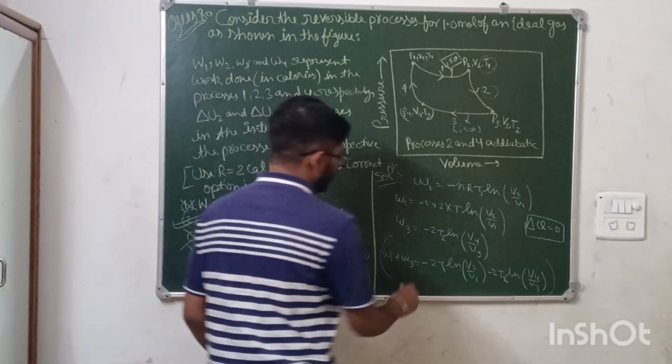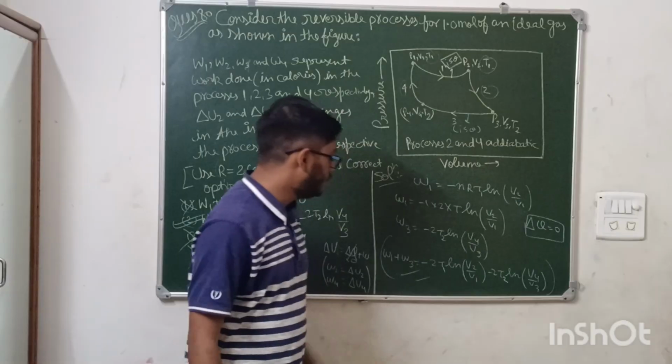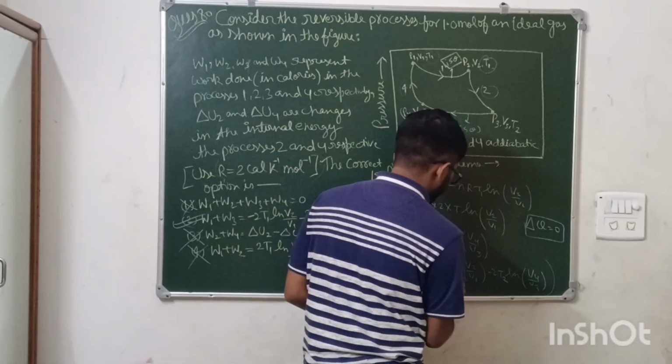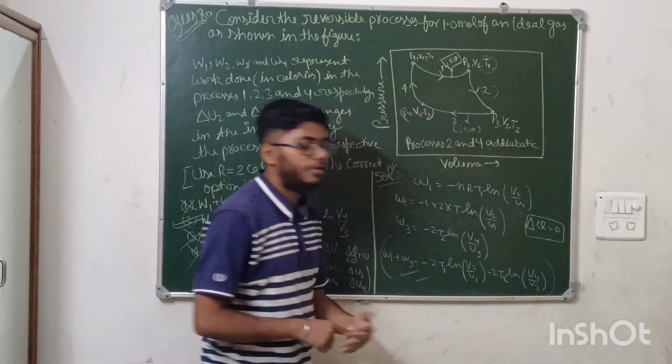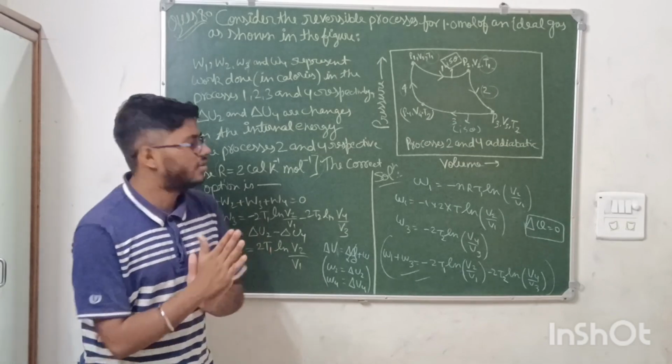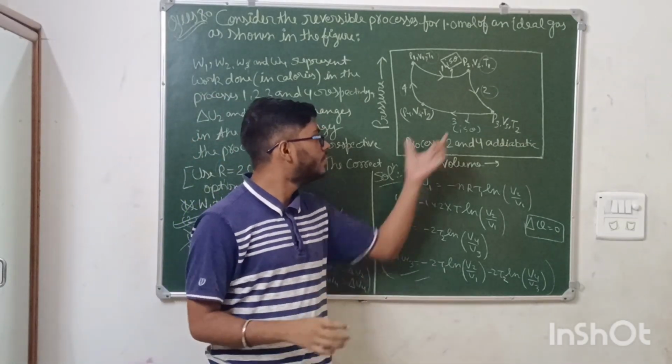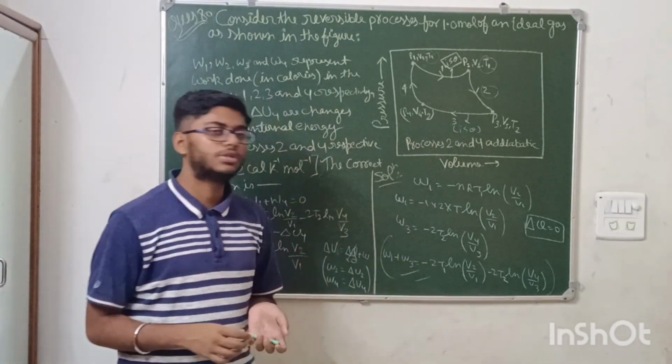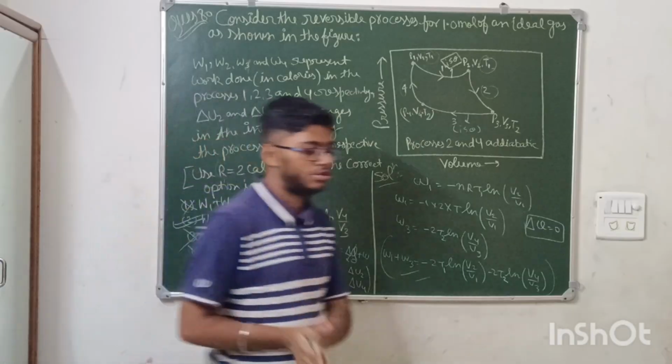Work done due to 1 plus work done due to 3 is minus 2T1 ln V2 by V1 and minus 2T2 ln V4 by V3. So this was a simple question based on the concept of the processes and formulas, you can solve this question. Okay, moving on to the next question.